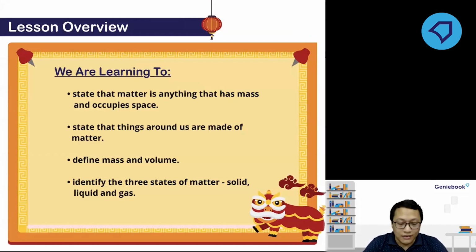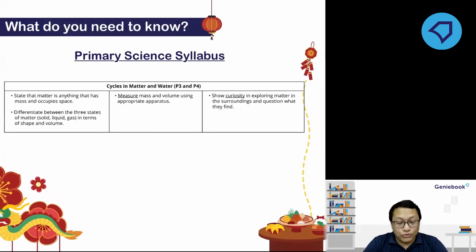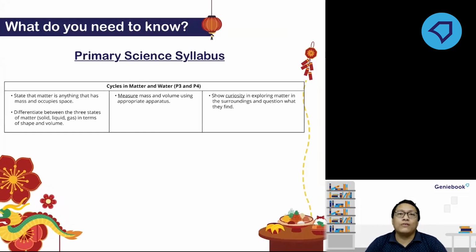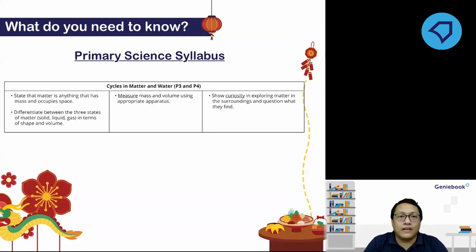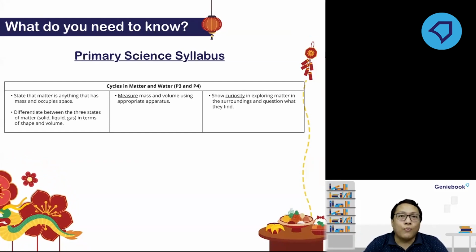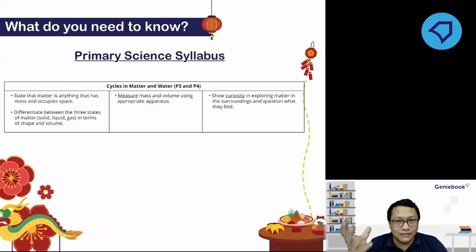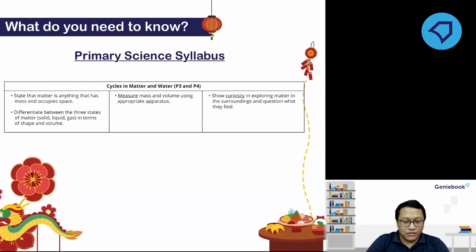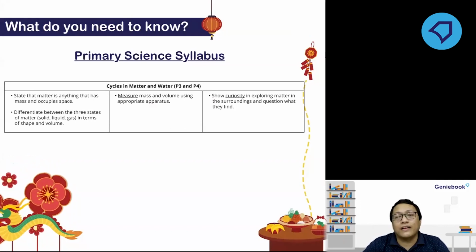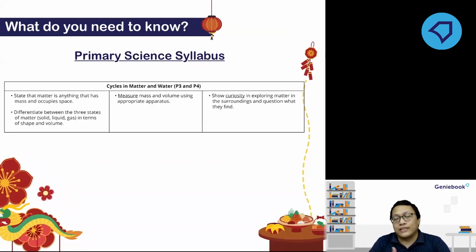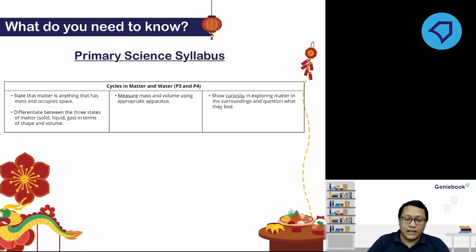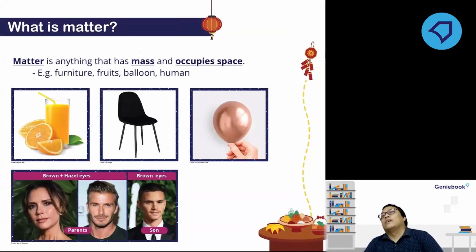So in our lesson, let's go through one by one. Before we go into the lesson itself, I want you to understand the learning objective for this topic, what you are trying to understand today. You can see this is the learning objective in the syllabus. Take a look for a while and then let's go into the understanding of matter. Now, what is matter?